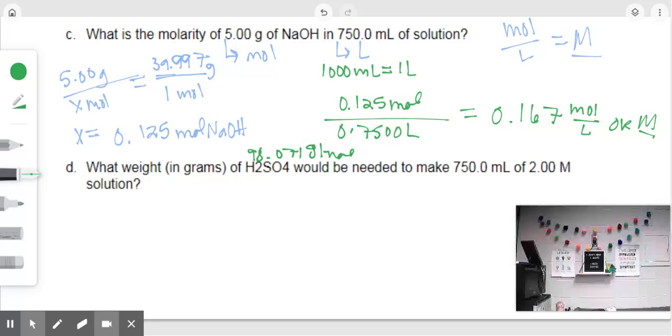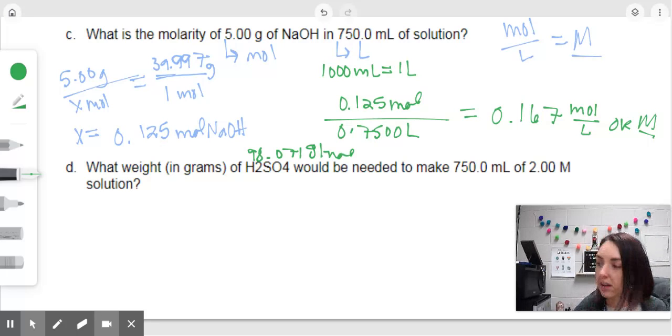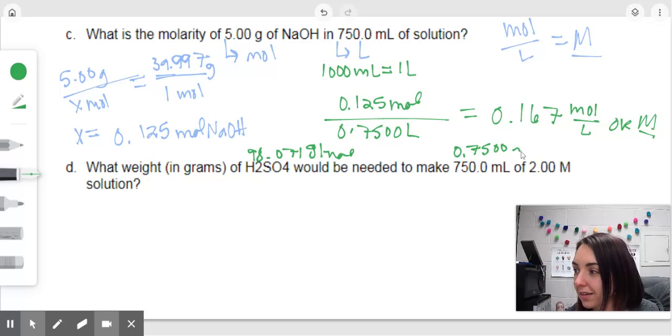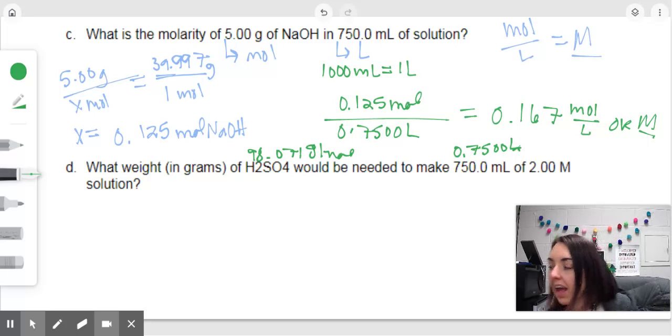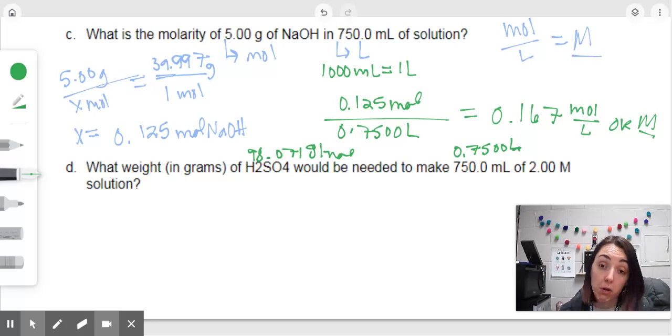So we have 750 milliliters of solution. Again, I'm going to go ahead and change that to liters right away because I know I'm going to need liters. And it's a 2.00 molar solution. Remember, when you see that big M, you can rewrite this as moles for every liter. That's what I would do. I would just rewrite it as moles for every liter.